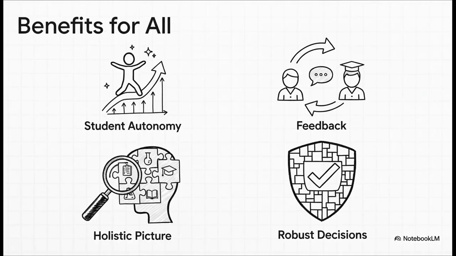So what are the payoffs? Well, they're huge for everybody. For students, this system helps them take ownership of their learning. They're constantly getting actionable feedback, so they know exactly where they stand and what to work on. And for us, the educators, we get a far more complete and accurate picture of a student's abilities. This means when we have to make those big calls about whether a student is ready to move on, our decisions are not only fairer, they're way more defensible.